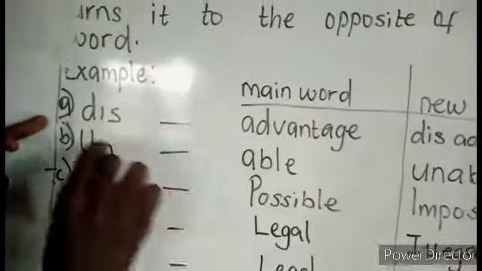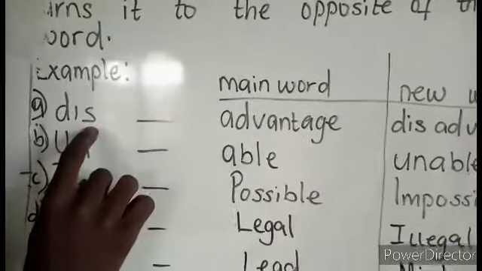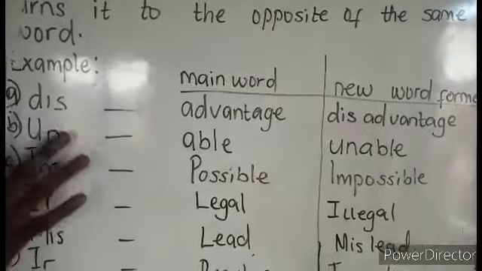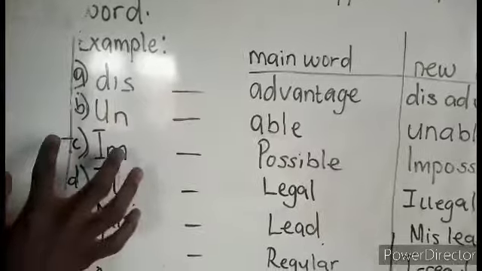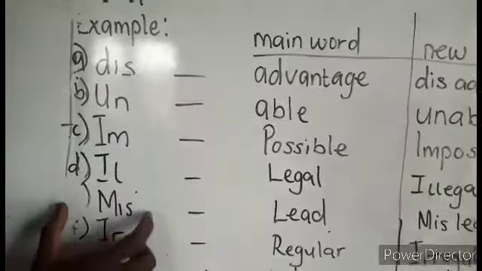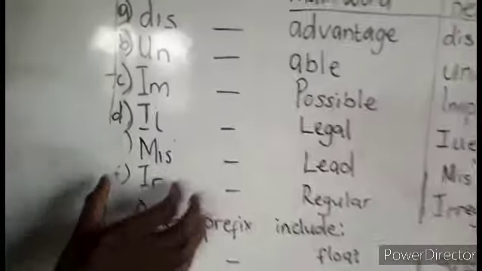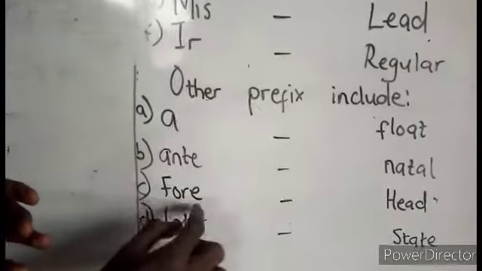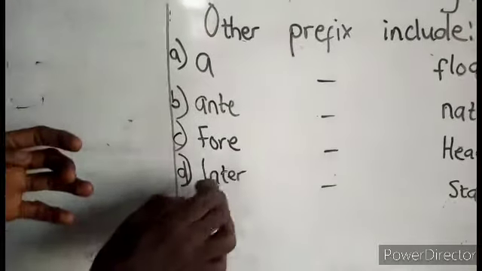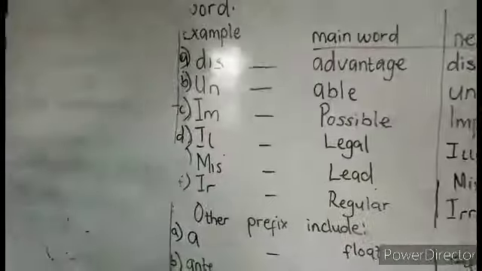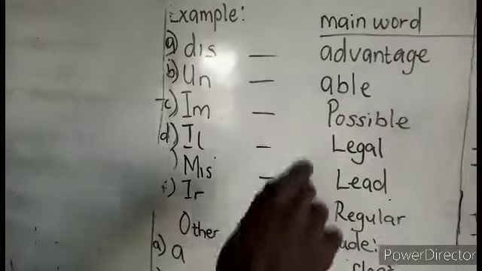Some of the prefixes: dis. This is an example of a prefix. Un is an example of a prefix. Im is an example of a prefix. These are letters that you can use as a prefix. Il, mis, ir. Others include a, ante, which is spelled a-n-t-e, fore, which is spelled f-o-r-e, then inter. Now these letters, when added to another word, change the meaning of that main word.